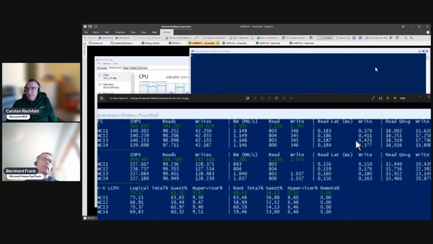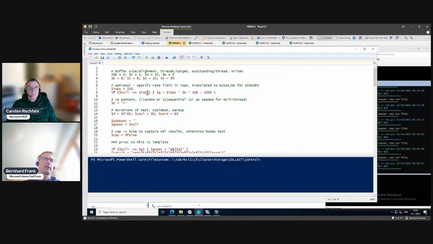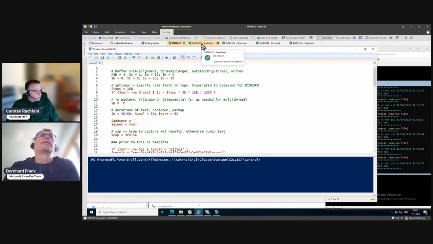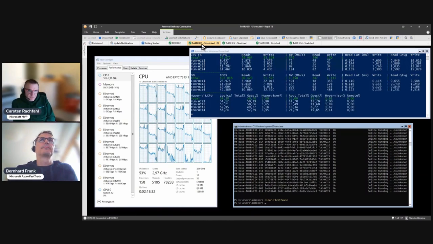Even the 560,000 IOPS we had on our non-stretched test, I don't think that was the absolute maximum. We could have gone higher, I think, but that was some sort of an artificial number. I don't want to bore our viewers with messing around. Usually in a real scenario, I would really try to find a good number.